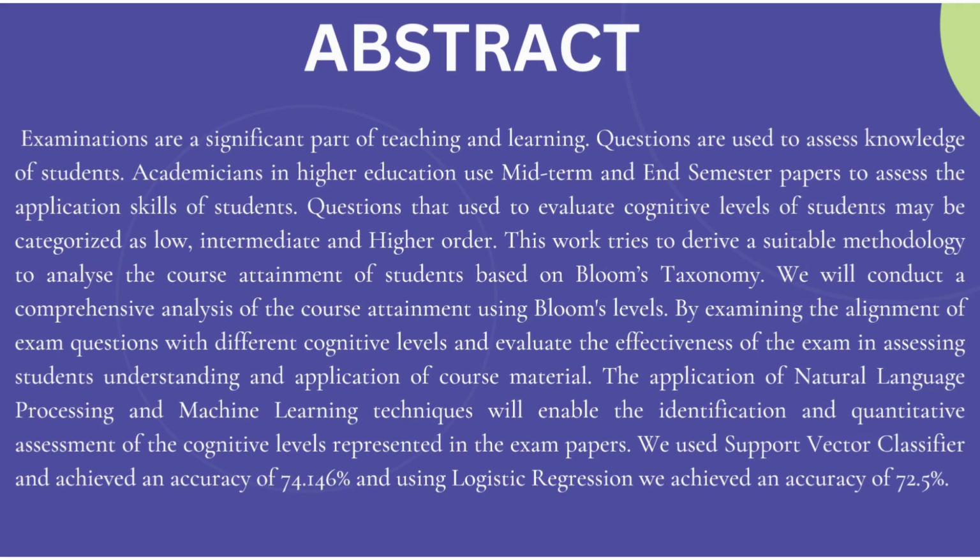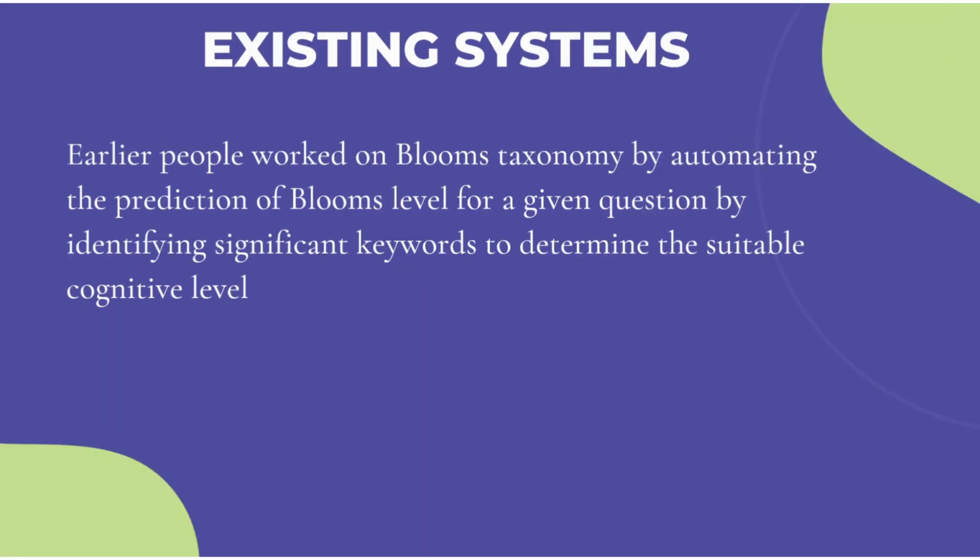Before we discuss our proposed system, let's briefly explore the existing system. Earlier, people worked on Bloom's levels by automating the prediction of Bloom's level for a given question by identifying significant keywords to determine a suitable cognitive level, but it lacks contextual understanding. Using keywords alone to determine the cognitive level may not fully reflect the context and complexity of the topic.